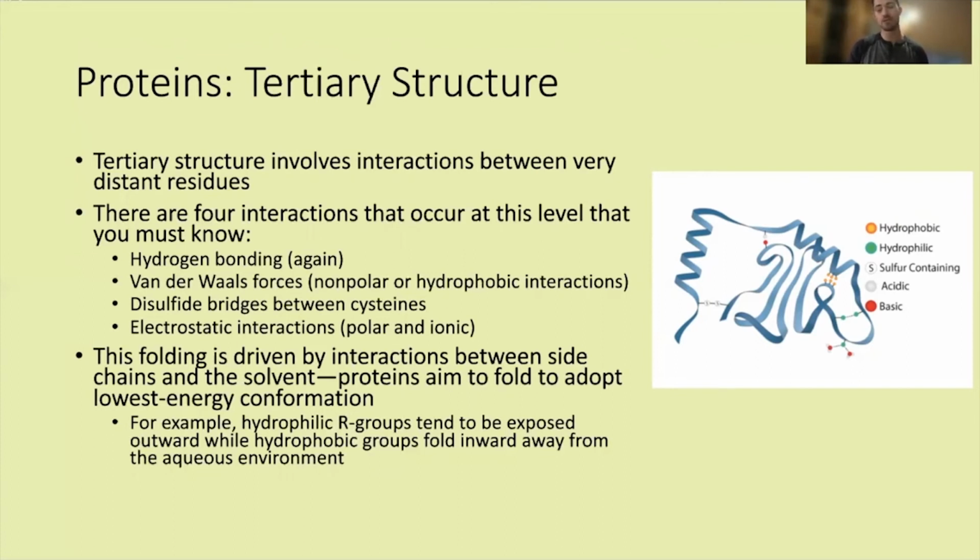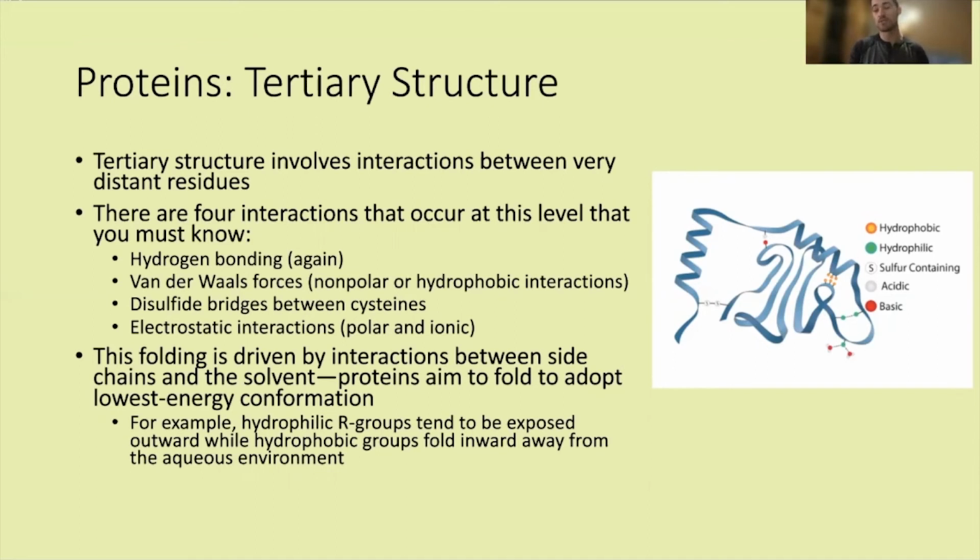And then we have electrostatic interactions. So we can have polar interactions between charged side chains. We can have ionic interactions. So all 4 of these interactions are happening between side chains, and they all contribute to that tertiary folding of the structure. So the folding is actually driven by interactions between the side chains and the solvent as well. So this protein is going to fold. It aims to fold to adopt the lowest energy conformation state.